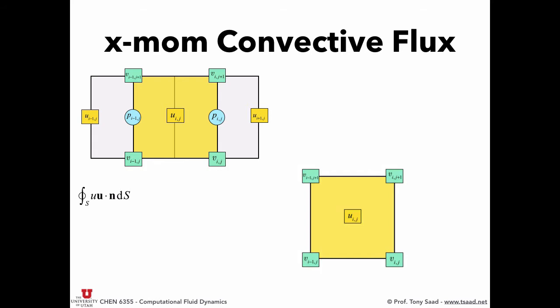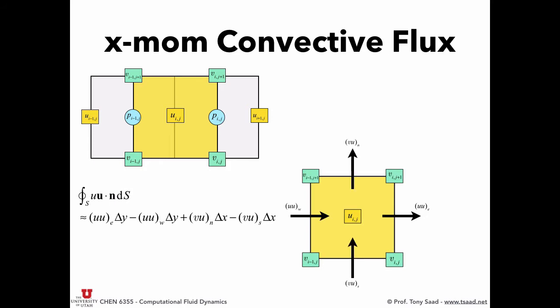But this is a U control volume. Agreed? Okay. So now, what does this integral tell us? This is equal to the summation: UU east minus UU west plus VU north minus VU south. Correct? That is our standard finite volume approximation times delta y and delta x. This is clear. This needs to be stuck in your head. So in other words, this is UU east, UU west, VU north, and VU south.